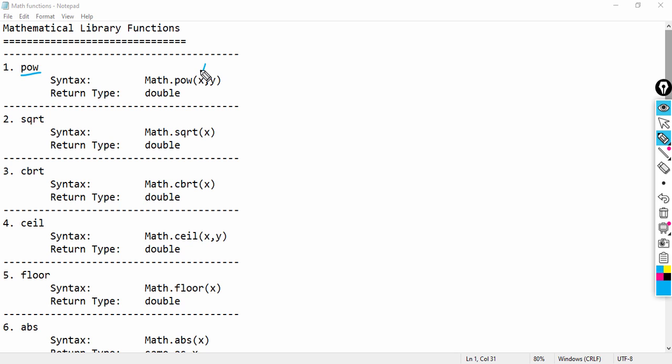It takes two arguments and returns the value of the first argument raised to the power of the second argument. In other words, it returns x power y. If the arguments are x and y, then the result will be x power y. For example, if I write math dot POW 2 comma 3, it will give me the answer for 2 power 3.